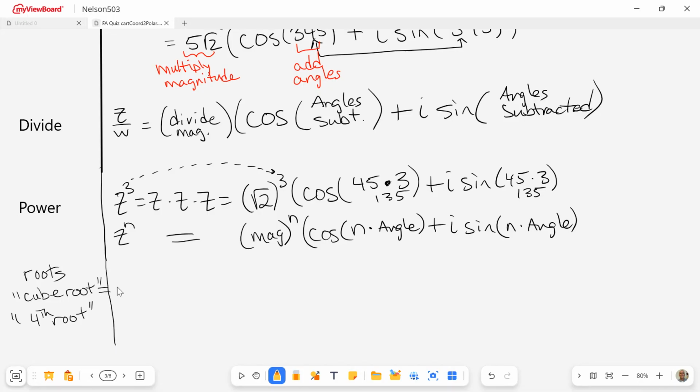So for the cubed root, the n is going to be equal to 1/3. The exponent is going to be 1/3. The fourth root, the n is going to be equal to 1/4. So you might say, oh, well, that's not too bad. No, it's not terrible. But let's just go over and look.